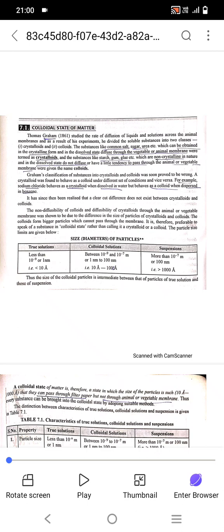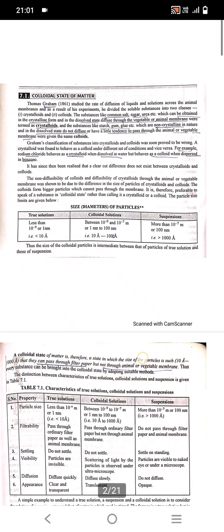The non-diffusion of colloids and the diffusion of crystalloids through the animal or vegetable membrane was shown to be due to the difference in size of particles of crystalloids and colloids. Colloids form bigger particles which cannot pass through the membrane. It is therefore preferable to speak of a substance in a colloidal state rather than calling it a crystalloid or colloid.